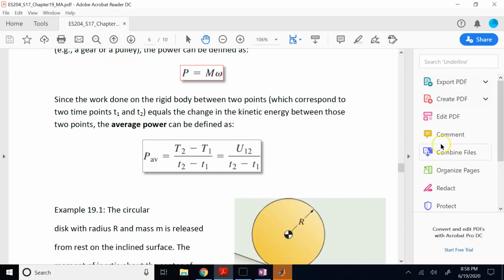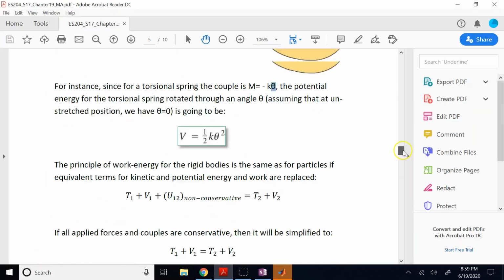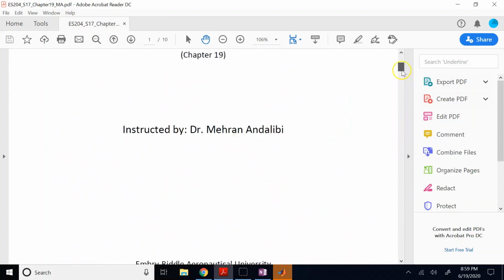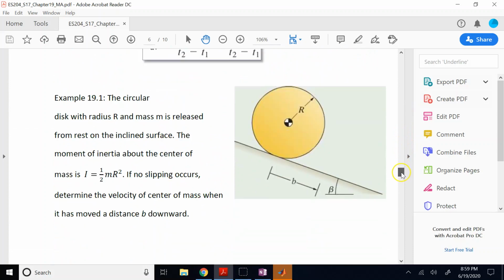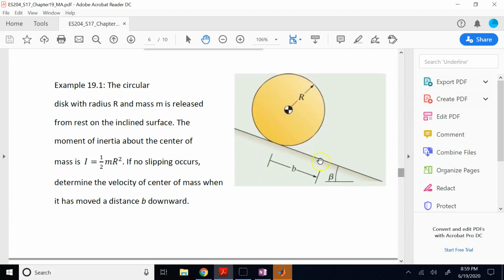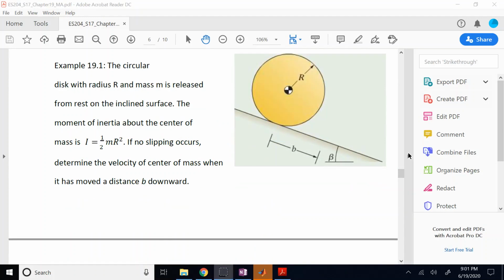Okay, so now that we have seen all the derivations and everything that we need to handle rigid body kinetics using work energy, let's now use it in this problem and see how we can employ these formulas. In example 19.1, you have a circular disc with radius capital R, mass m, released from rest on the inclined surface with angle beta.